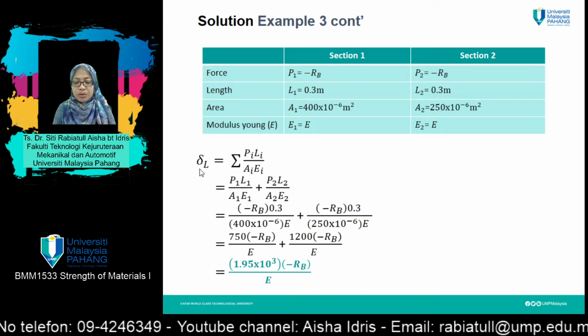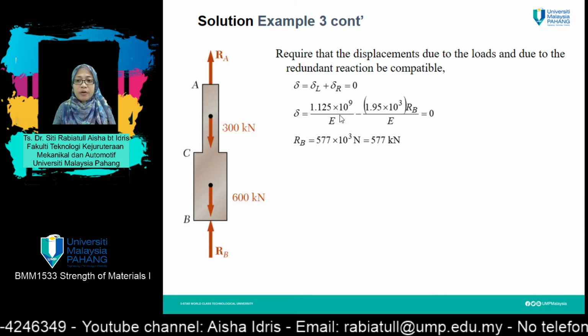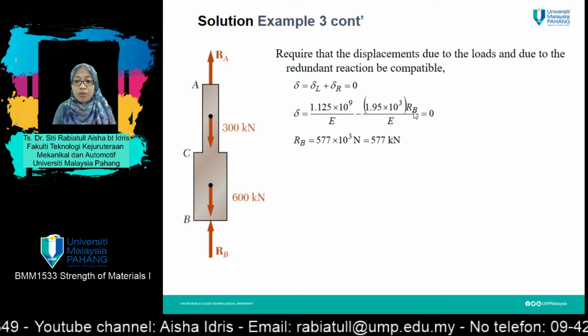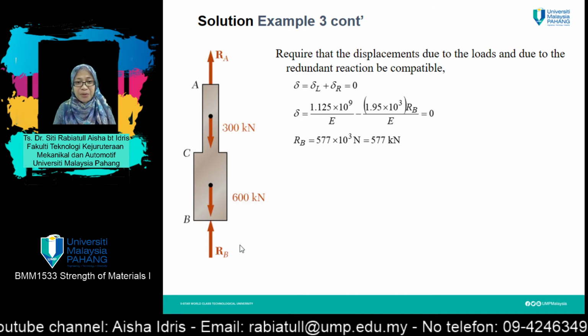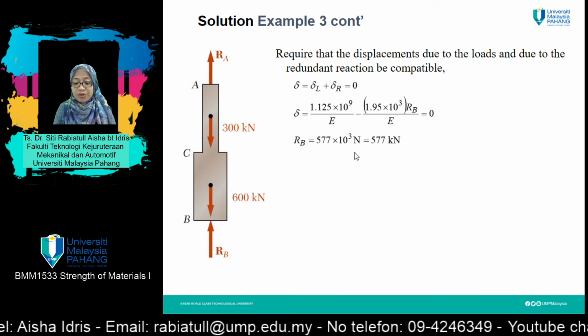This one represents delta R equals 0. From there, you'll get the value of reaction force at point B, which equals 577 kilonewton.